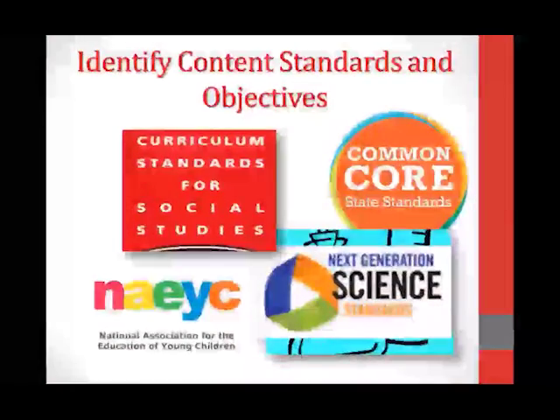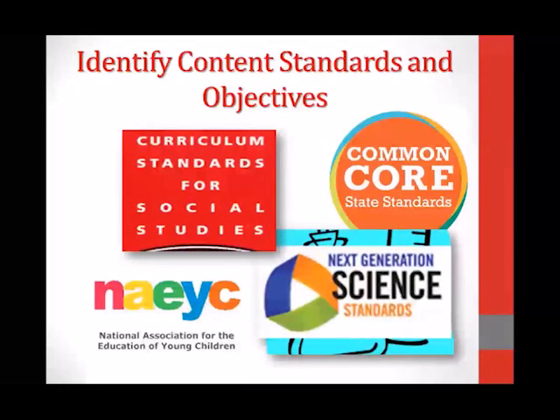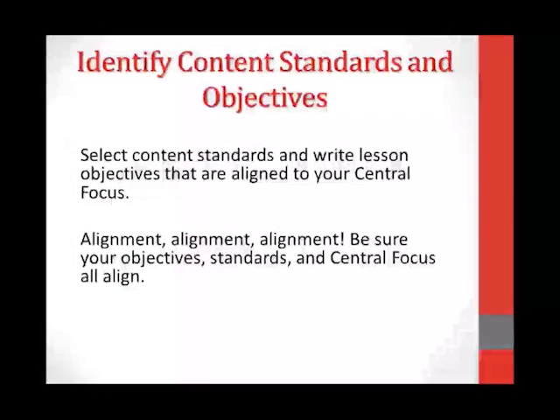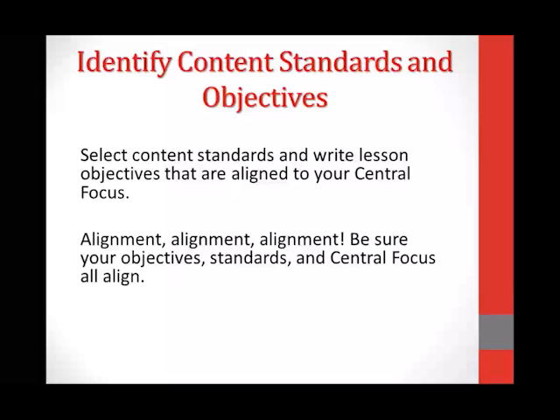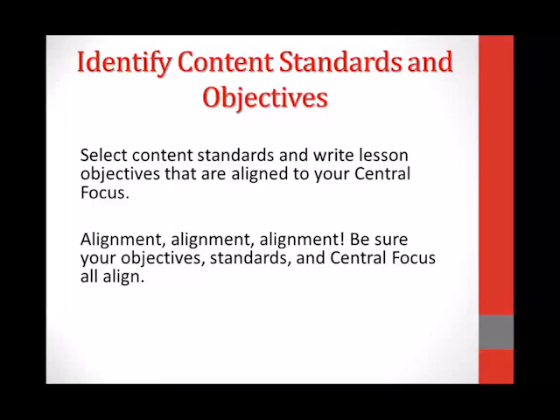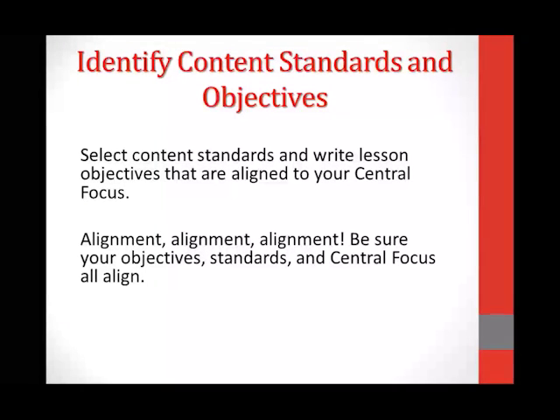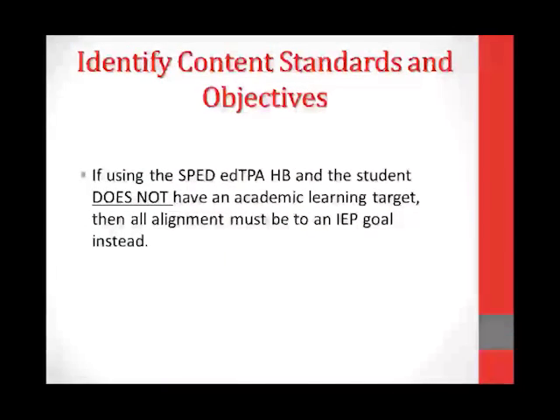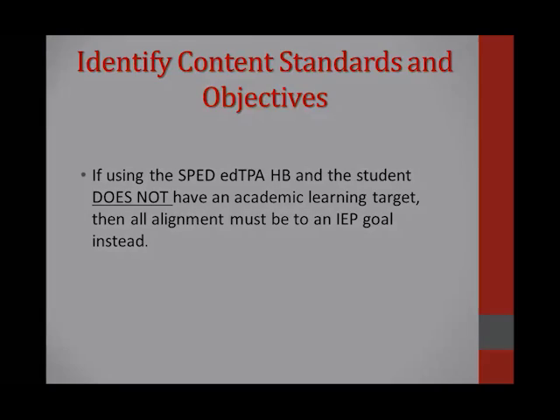The next item to complete in Task 1 is to identify the content standards and objectives that will be included in your lessons. In your lesson plans, be sure that you identify the content standard and objectives for each lesson. Select content standards and write your lesson objectives that are aligned to your central focus. The important thing here is alignment, alignment, alignment. Be sure your objectives, standards, and central focus are all connected. If you are using the Special Education Handbook and the student does not have an academic learning target, then all alignment must be to the IEP goal instead.